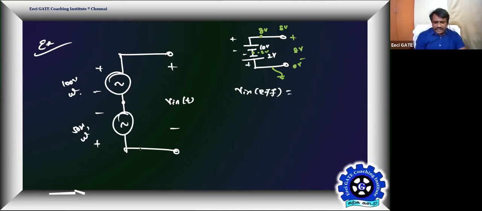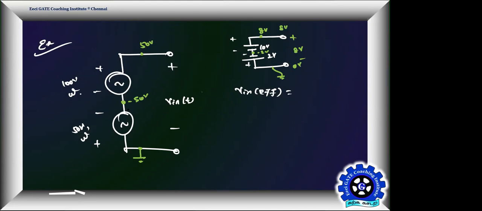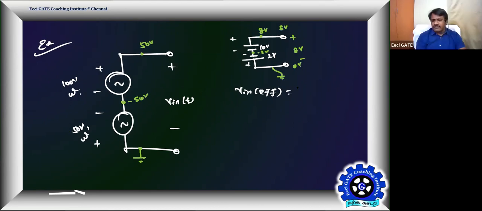In the same way you can take this as a reference. Then it is going to become minus 50 and potential rises by 100. It is going to become 50. Getting everyone? So V in effective is going to be 100 minus 50, then it is going to be V in 1 minus V in 2.